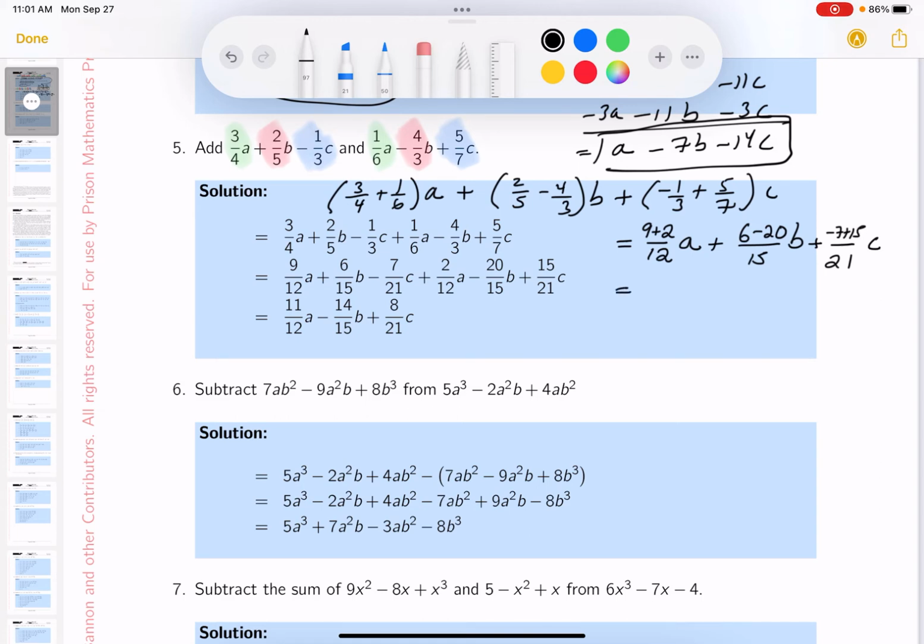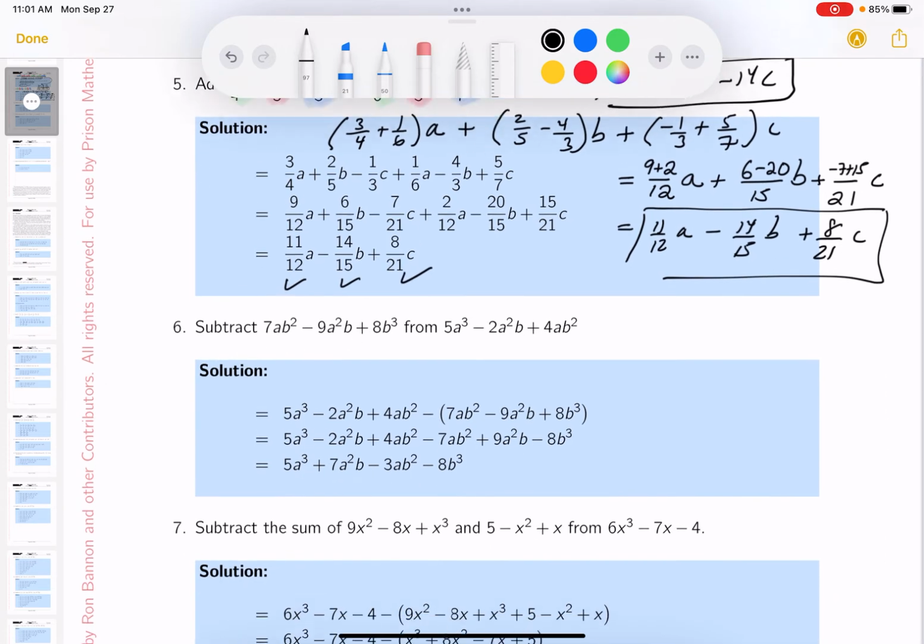9 plus 2 is 11, so it's 11/12 of an a. Then you get minus, because 6 minus 20 is minus 14, 15ths of a b. And then what do you get there? Looks like 8/21. And there's c's. I'll put a box on it, and that's when I'm going to look at the answer key. I see the 11/12 of an a, minus 14/15ths of a b, and 8/21 of a c. It's working out pretty nice.